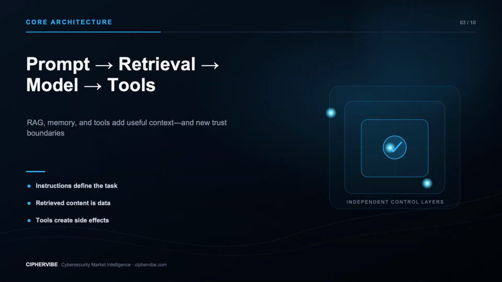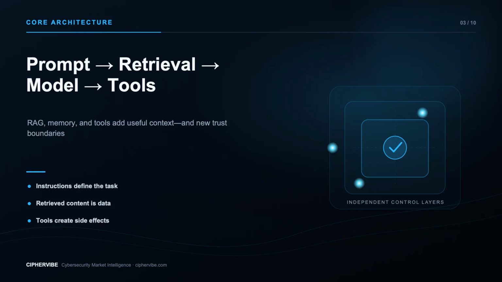A basic chatbot receives instructions and user text, then predicts an output. An agent adds a loop. It may retrieve documents, consult memory, plan steps, call tools, observe results, and continue until it reaches a goal. Retrieval Augmented Generation, or RAG, can ground an answer in index content. Memory can preserve useful preferences or prior state. Tools can read a ticket, draft an email, query a database, or update a record. Each capability also creates a boundary.